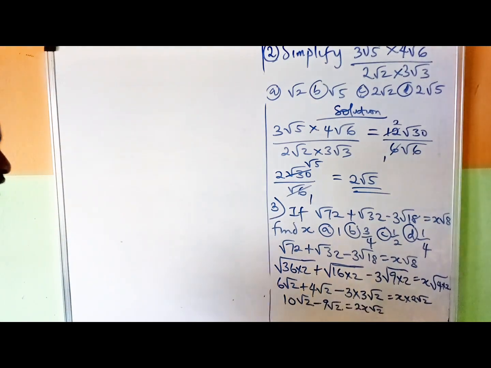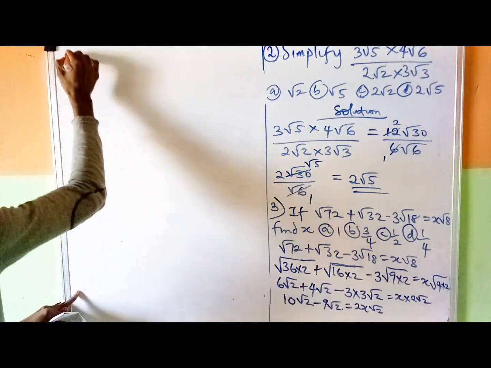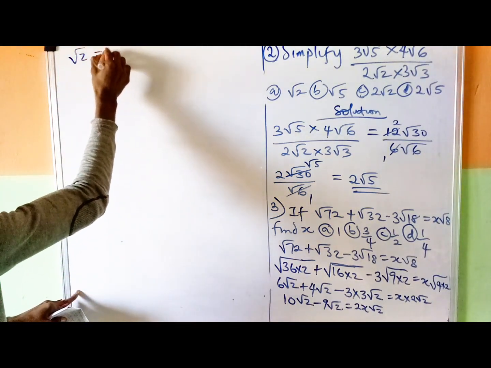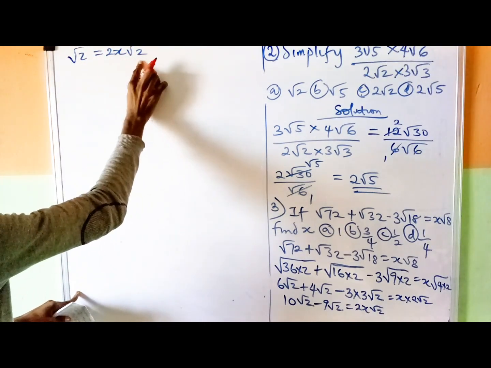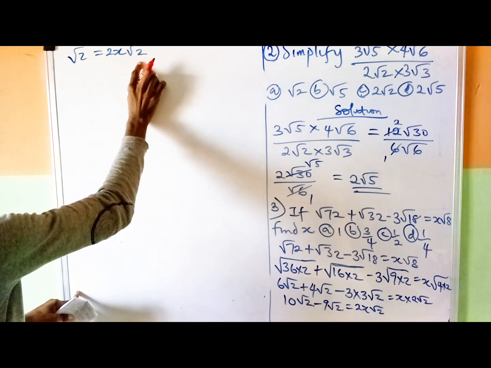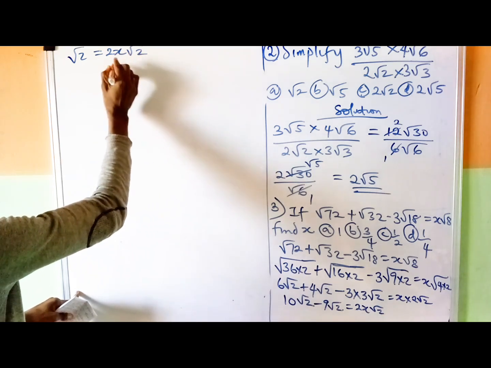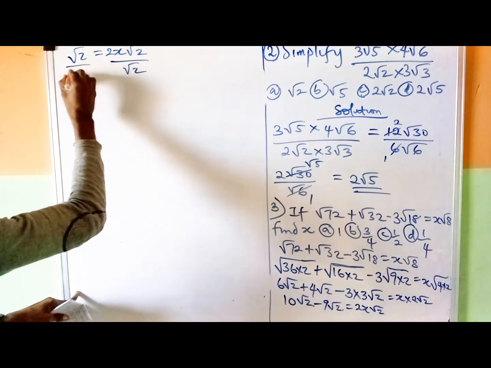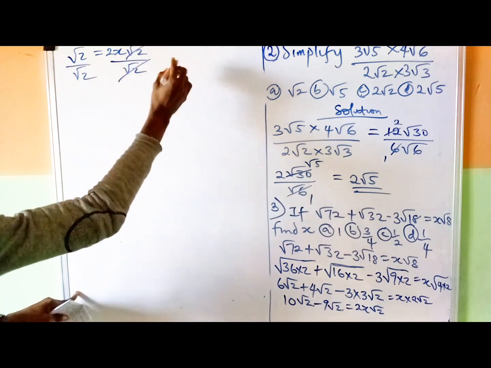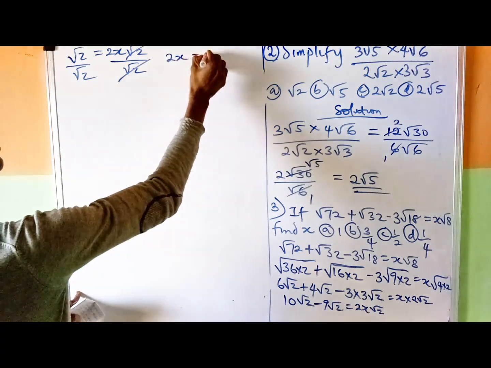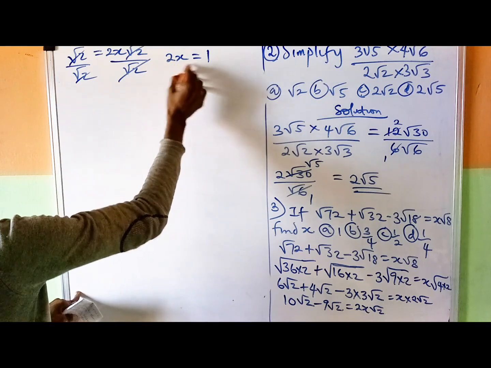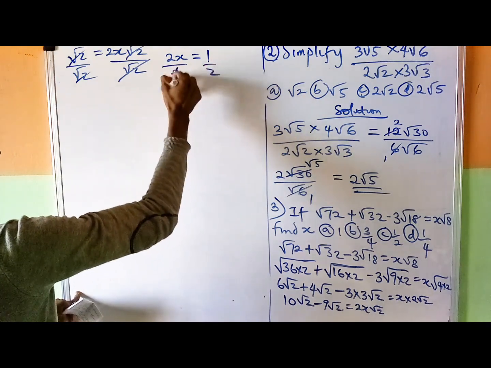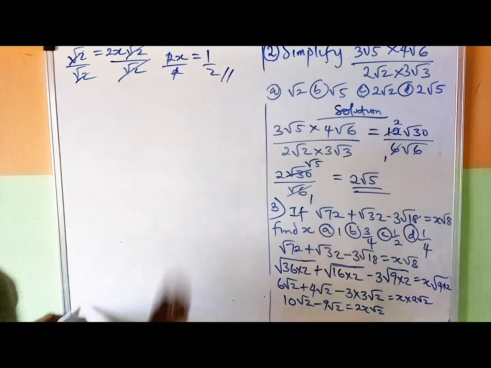From here, let's proceed. 10 root 2 minus 9 root 2 will give me root 2 equals 2x root 2. So I would find x by dividing both sides by the coefficient of x. So I will divide both sides by root 2. Root 2 will cancel root 2. So I have 2x equals root 2 divided by root 2, which is 1. Now I can divide both sides by 2, and then my x will be equal to half.